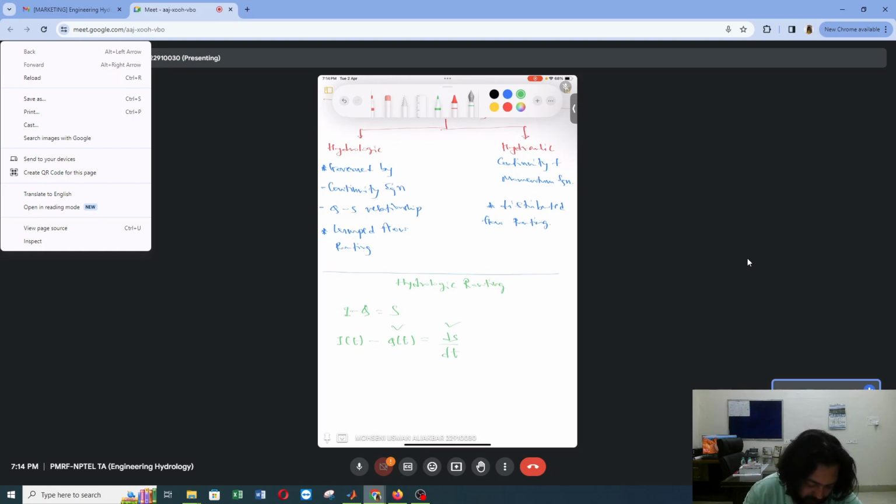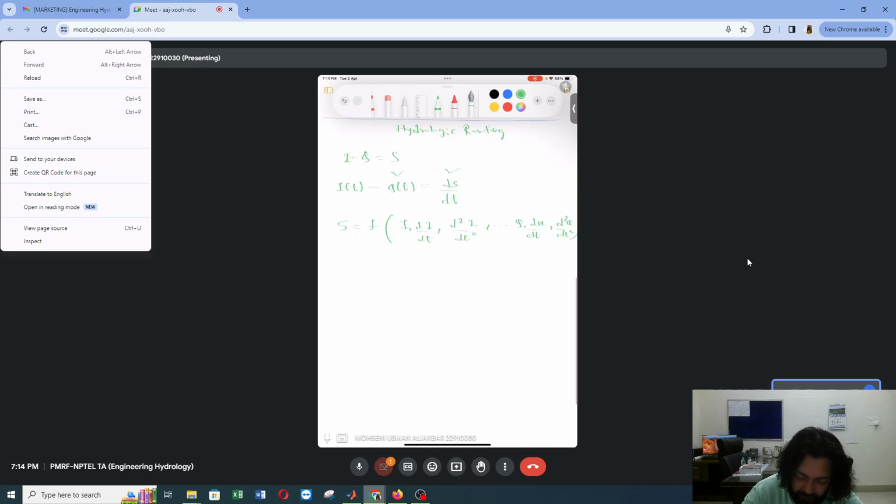So what we can do is derive storage as a function of I, right? We have derived this equation before, and similarly Q, right? So by using this equation we can say that the storage function is a function of inflow and outflow, right? Now the hydrologic routing is further classified into three categories.